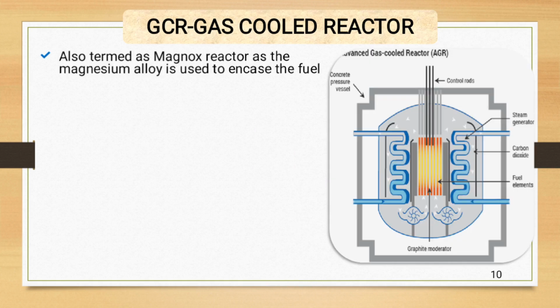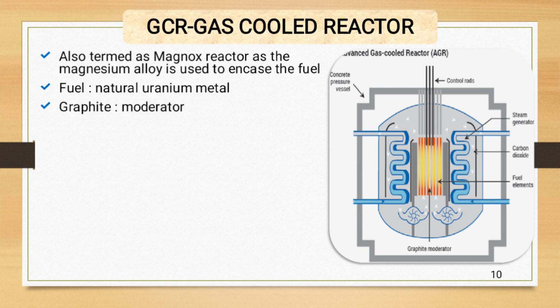Gas-cooled reactors, also termed Magnox reactors, as a magnesium alloy is used to encase the fuel. Natural uranium metal is used as fuel. Graphite is used as moderator. Here, by the name gas-cooled reactor, it comes to mind that there is some use of gas in this reactor. So gas is used as coolant. Which gas is used? Mostly helium or carbon dioxide gas is used as coolant.